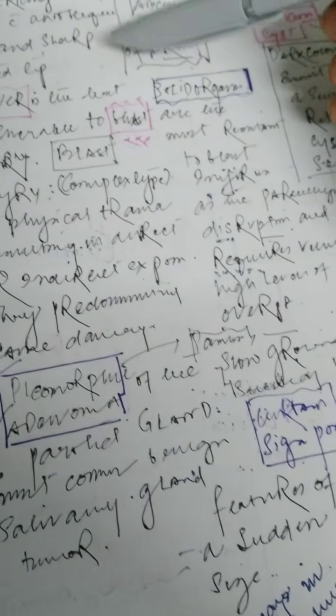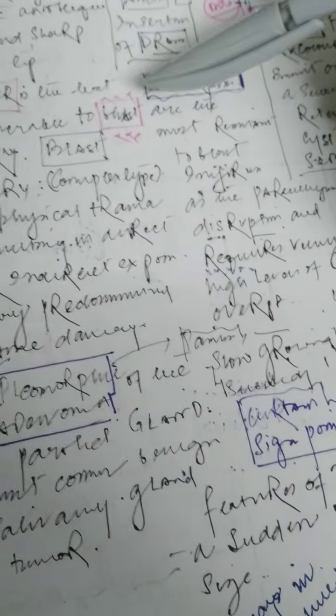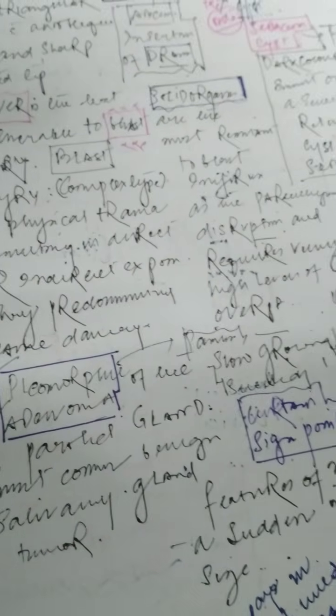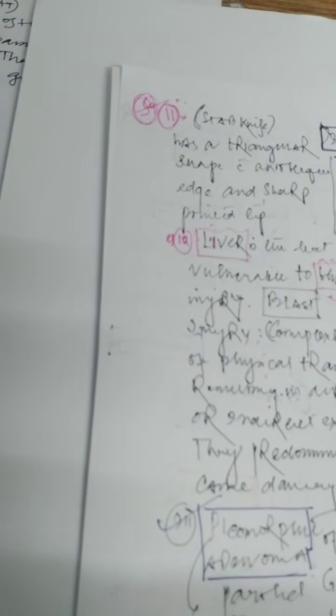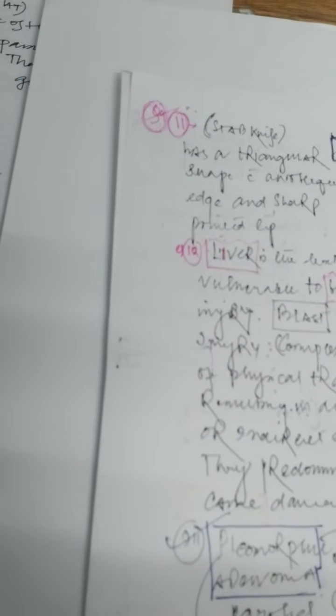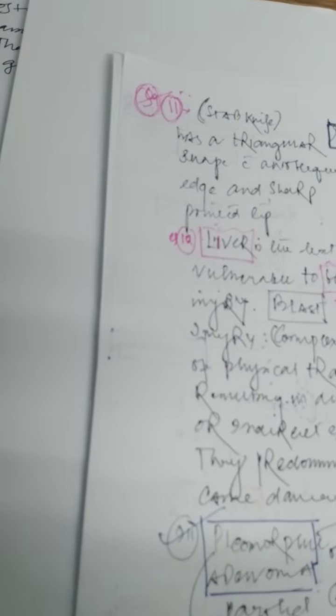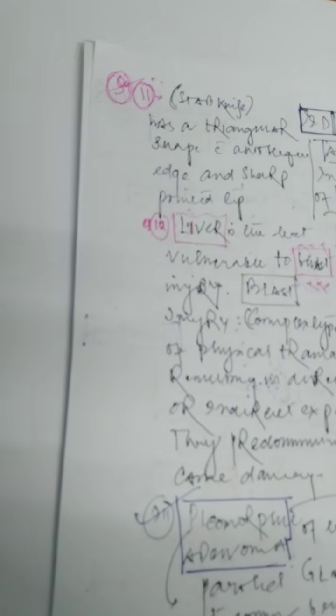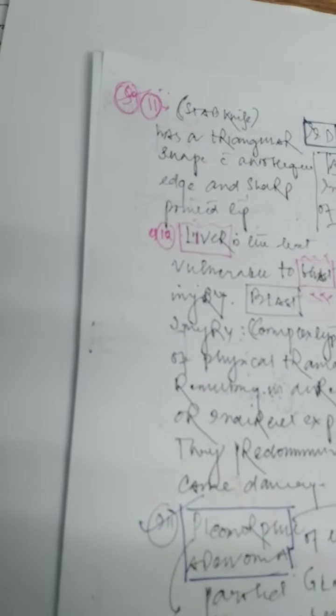So which organ is least vulnerable to blast injury? That is liver. Liver is least vulnerable to blast injury, as blast injury is a form of physical trauma resulting from direct or indirect exposure, which predominantly causes damage to hollow organs, right? So solid organs are the most resistant to blast injuries, as parenchymal disruption requires very high levels of force.